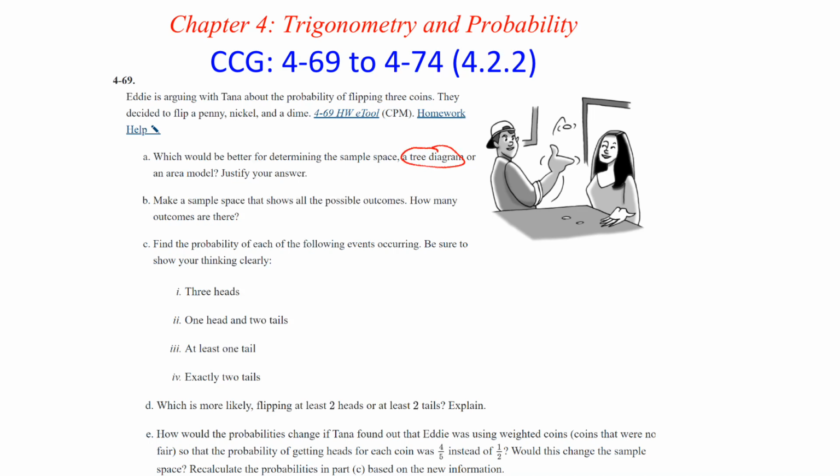Part B. Make a sample space that shows all the possible outcomes. How many outcomes are there? If we are going to do a tree diagram, we start with our first coin, and when we flip it, it's either going to be heads or tails. Those are the 2 options. Then once you flip your next coin, you're going to have another 2 options, heads or tails, and that's going to continue to happen with the third coin.